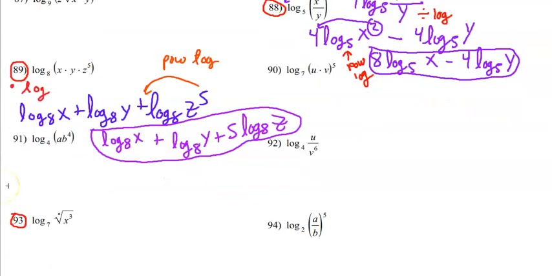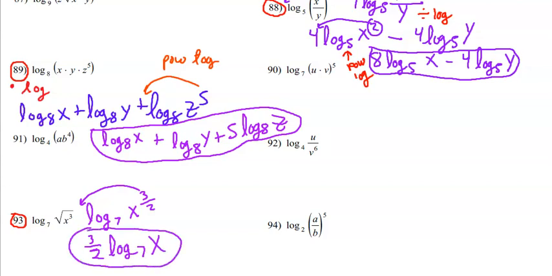And let's look at one more for this section. Log base 7 of the square root of x cubed. So first let's rewrite it as log base 7 of x to the 3/2. We're just rewriting the radical as a rational exponent. And then use the power rule to bring that 3/2 to the front. 3/2 log base 7 of x. And this is your expanded form.